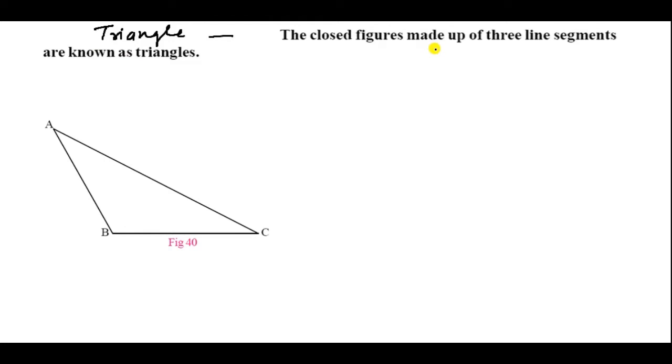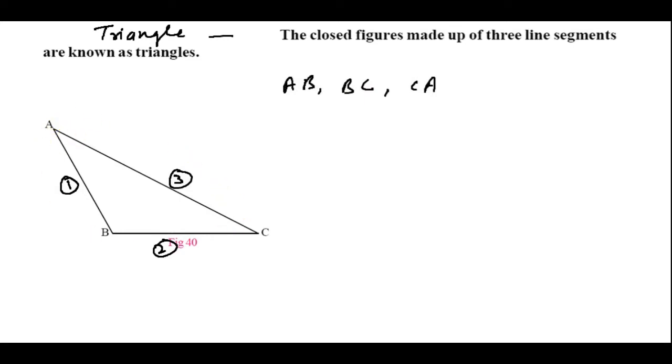The closed figure made up of three line segments is known as a triangle. There are three line segments: the first is AB, the second is BC, and the third is AC. So three lines, AB, BC, and CA, which form a closed figure, and that is called a triangle. So what are the components of a triangle?